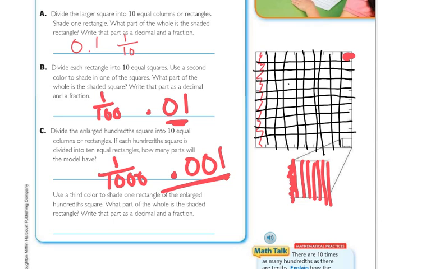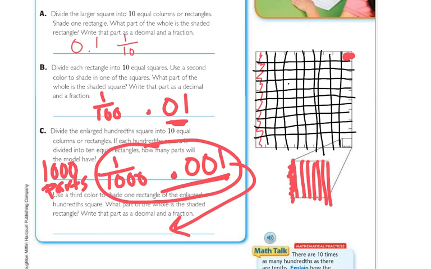It says use the third color to shade one rectangle of the enlarged hundredth square. What part of the whole is shaded in that rectangle, and write it as a thousandth? And I actually kind of went ahead, sorry. I was supposed to shade it here and do it there. So this answer right here is actually, this was 1,000 parts. This should say 1,000 parts. Okay. And this right here is what they're looking for there. So when I'm dividing this and I break it apart, I'm breaking it into 1,000 parts. And then if I'm writing it as a fraction or a decimal, it's going to be 1/1000th or 0.001.